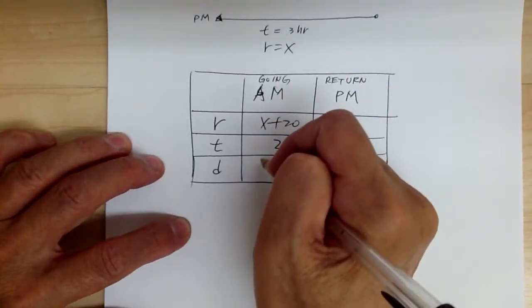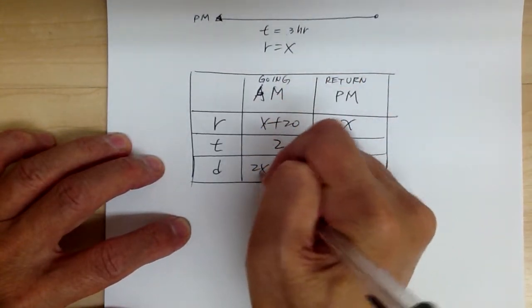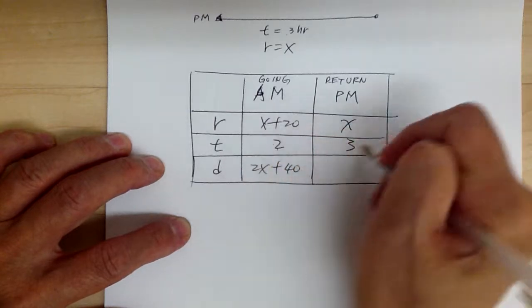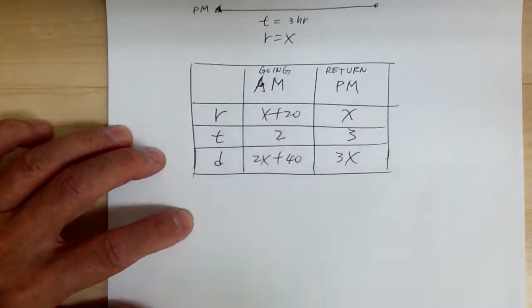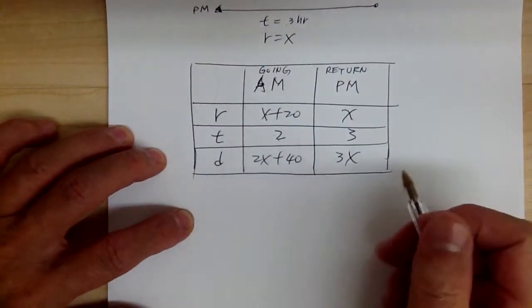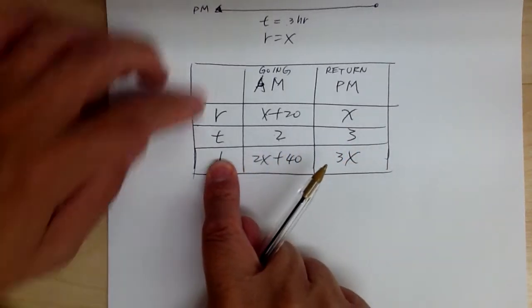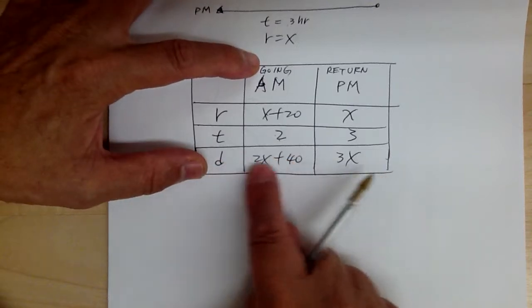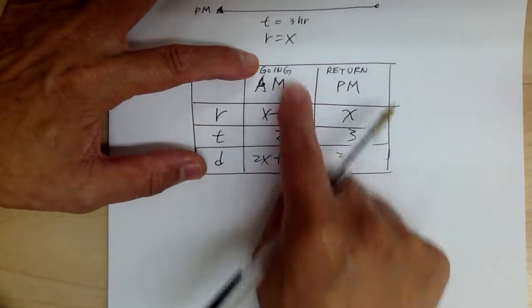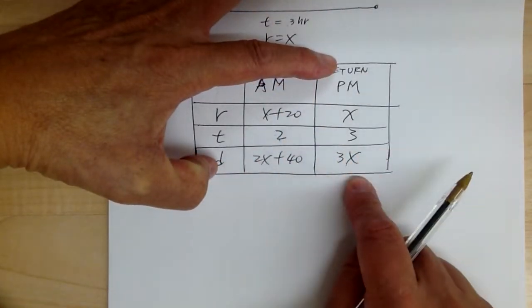So when you multiply, 2 times x is 2x, 2 times 20 is plus 40. This one is 3x, right? Then next, for the distance formula, you have to figure out what's the relationship between the distance. So this is the distance for going, see the going distance, right? This is the distance for going. This is the distance for coming back.